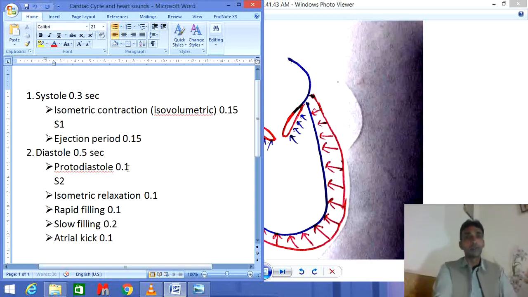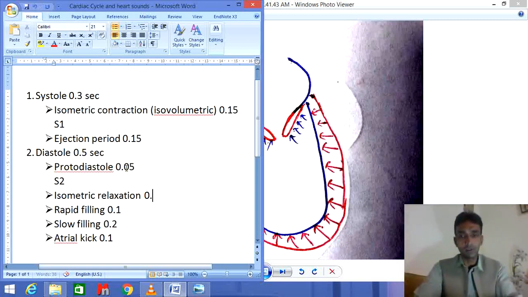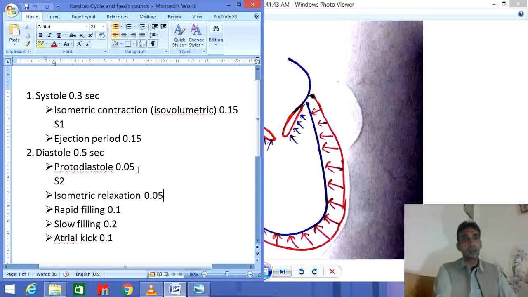Okay, this takes 0.05 seconds, and this takes 0.05 seconds. 0.05 second is taken by the protodiastole, and 0.05 second by the isometric relaxation. Combined, they take 0.1 second. So 0.1 second, 0.1 second, 0.2 second, that is 0.4 second, and 0.1 more makes 0.5 second. Sorry, rapid filling takes 0.1.